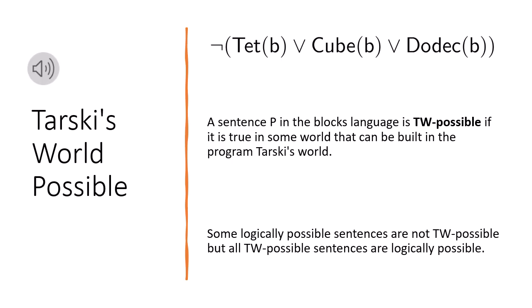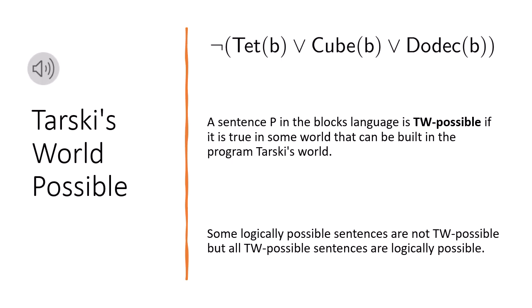Now, it's important to realize that some logically possible sentences are not Tarski's world possible, but all Tarski world possible sentences are logically possible. So, in other words, one thing that counts for a possible circumstance is something like a Tarski's world file explaining the truth and falsity of each of the atomic sentences in the blocks language.